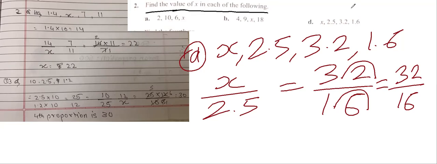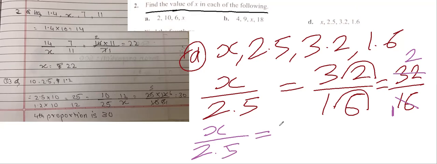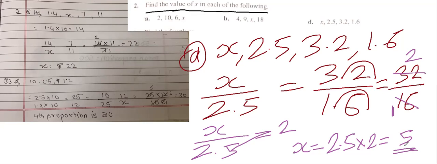16 into 2 is 32. So I will reduce here itself. 16 ones are 16, 16 twos are 32, and then I will write x divided by 2.5 is equal to 2. Then cross multiply. x will be 2.5 into 2, which is 5. So 5 is the answer. Correct? Yes, sir. Understood. Okay, good.